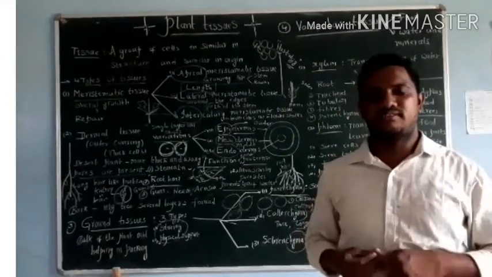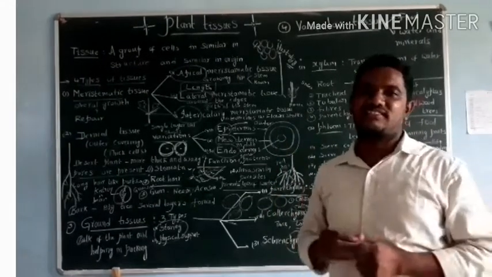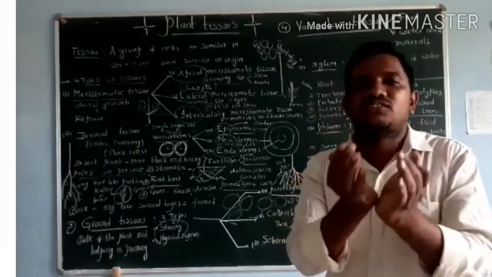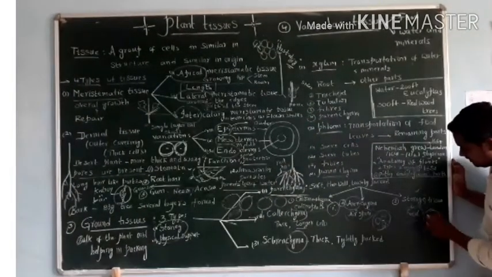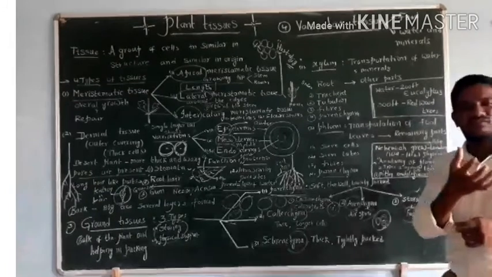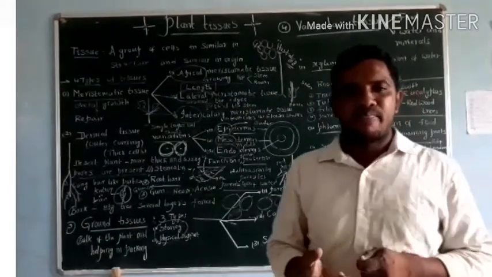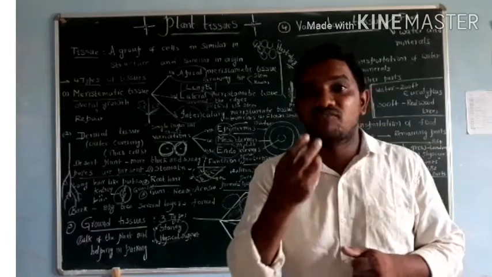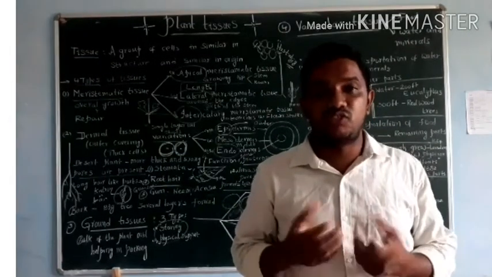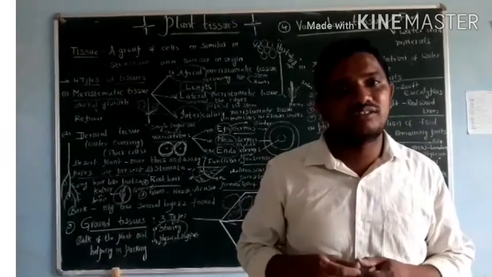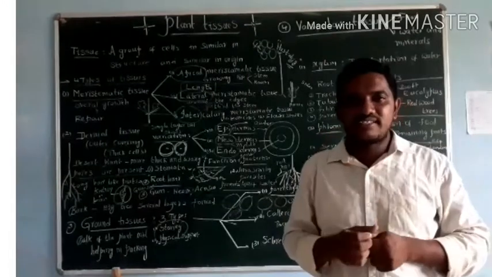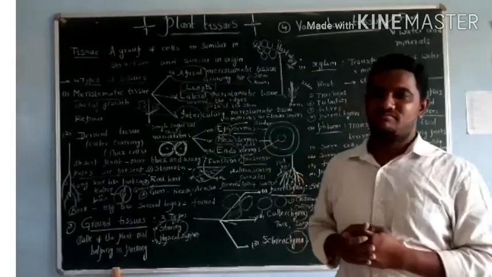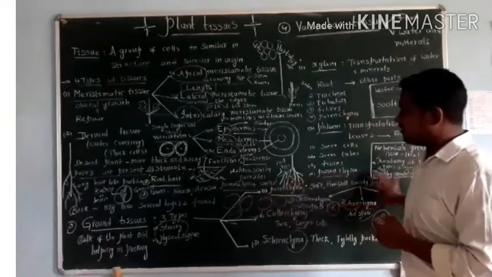In chlorenchyma, chloroplasts are present. In aerenchyma, air spaces are present. In storage tissue, food materials are stored in the cells. The cells contain different types of food materials. We eat different types of fruits like apple and banana. We are eating the fleshy part, which is the parenchyma, and in that, the storage tissue. That fleshy part is called storage tissue. This is about the first one, parenchyma.